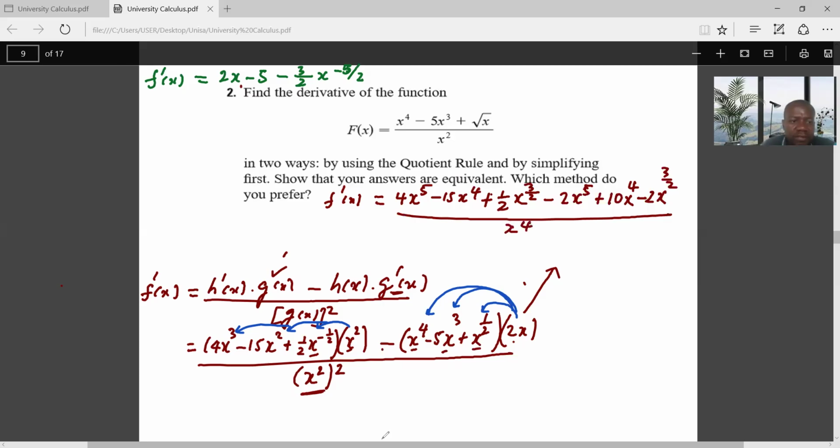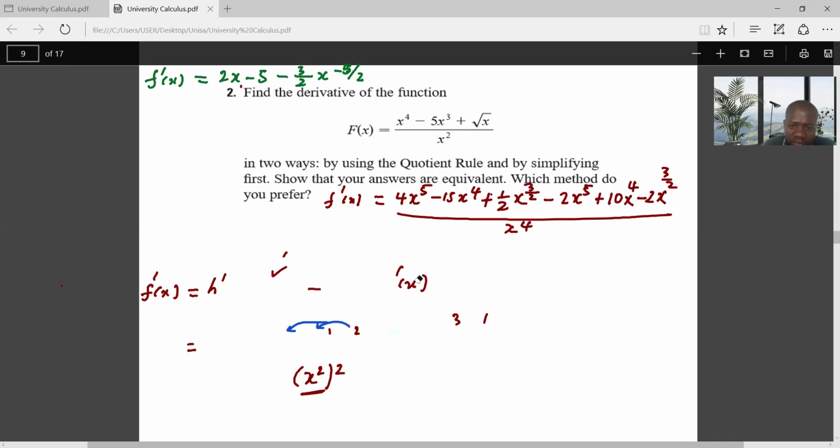I believe you're following, ladies and gentlemen. All right, let's now do the simplification. So I can get rid of this. Let's now simplify this. We're just using the quotient rule.